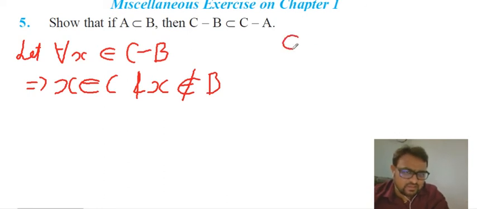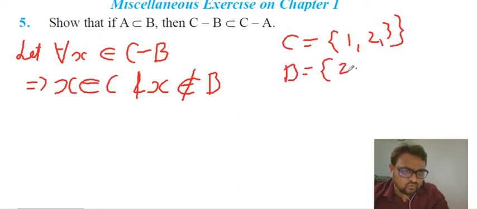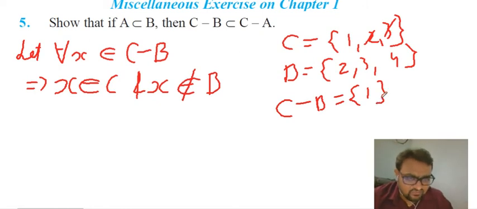Let's take an example. If C equals 1, 2, 3, and B equals 2, 3, 4. So what will be C minus B? From C, eliminate 2, 3, 4. So 2 and 3 are removed. So C minus B will be equal to 1. Now see, if I take X as 1, that belongs to C minus B. That means 1 is there in C, but it is not there in B. So this is the reason. Clear? So for every X belonging to C minus B implies X belongs to C and X does not belong to B.